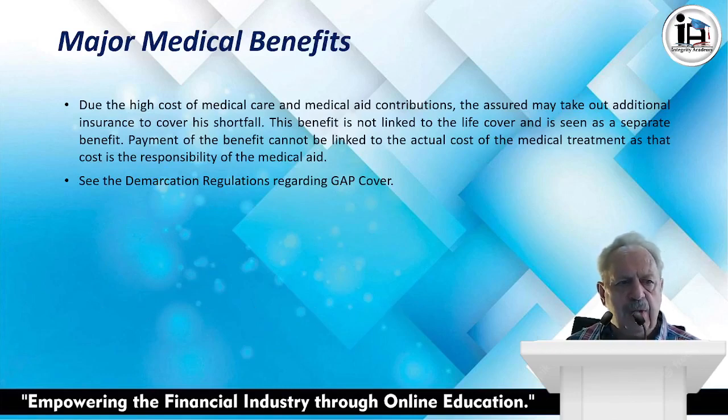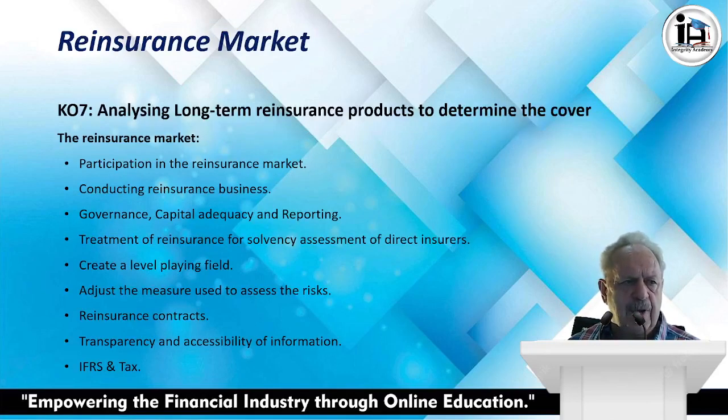Due to the high cost of medical care and medical aid contributions, the assured may take out additional insurance to cover this shortfall. This benefit is not linked to the life cover and is seen as a separate benefit. Payments of benefits cannot be linked to the actual cost of the medical treatment, as the cost is the responsibility of medical aid. So take note that the hospital cash plans and major medical benefit plans are separate to a medical aid fund, which covers other costs. Also see the demarcation regulations regarding gap cover.